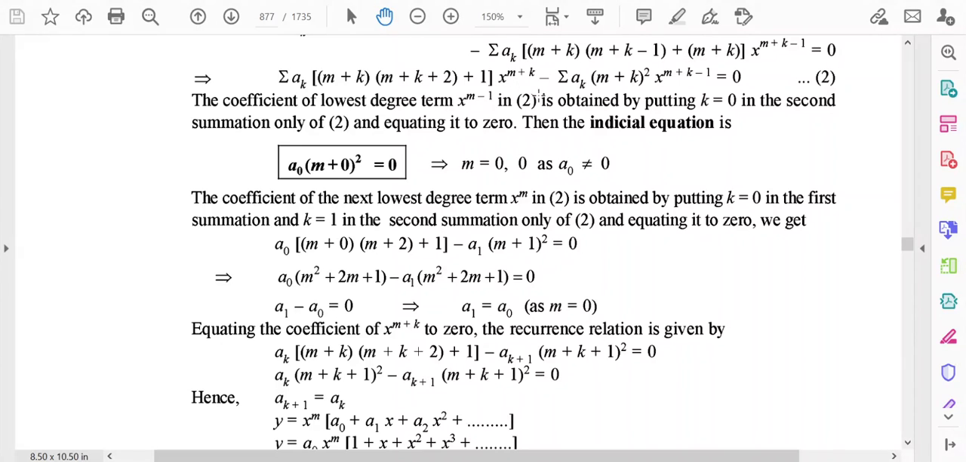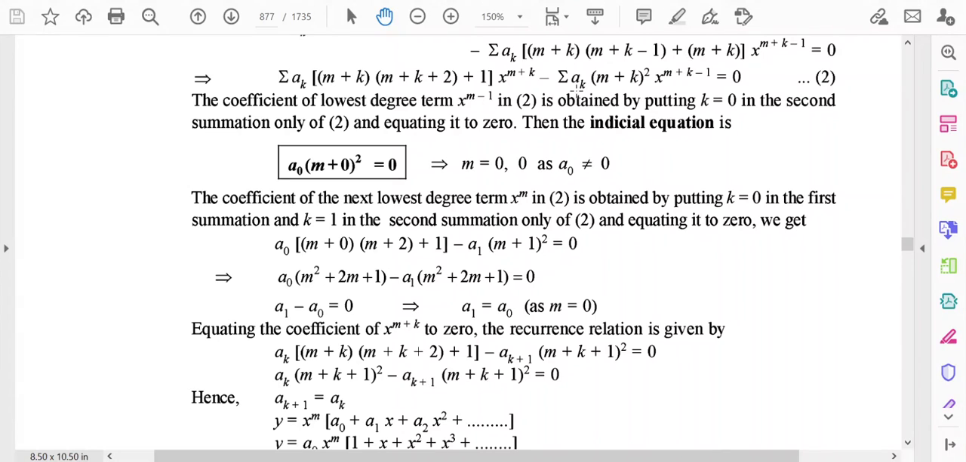I will show you several examples. Depending on the structure of the equation, you have to put the coefficient of x to the power something to 0, and this will depend on the power of x in this equation. But in this particular equation, we are equating the coefficient of x to the power m plus k to 0 to obtain the recurrence relation. Now you see that here the power of x is m plus k minus 1. So to convert m plus k minus 1 to m plus k, what we have to do is write k is equal to k plus 1 in the second summation.